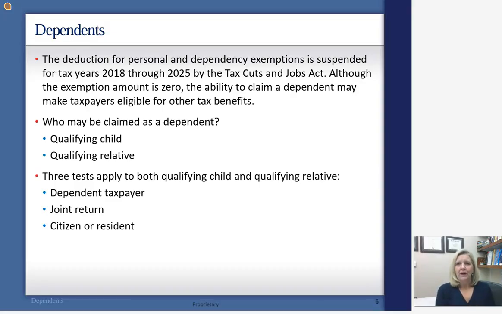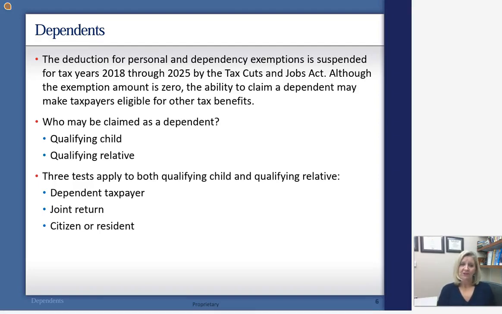All right, so you probably know this if you've been doing taxes for the last year, but the dependency exemptions are actually reduced to 0 through 2025 by the Tax Cuts and Jobs Act. But even though the exemption amounts are 0, there are still benefits for claiming dependents, and so we would still want to list any dependents that could be claimed on the return, because there may be additional deductions or credits or benefits to the taxpayer that we want to make sure they get.